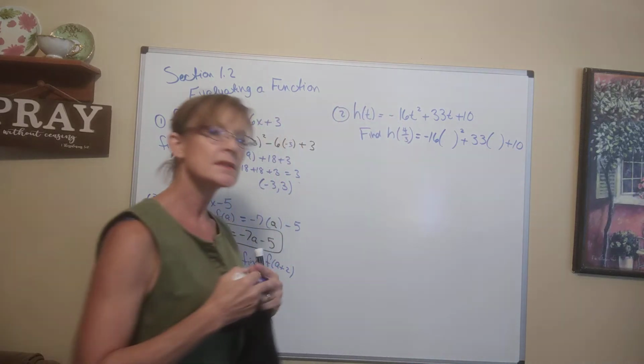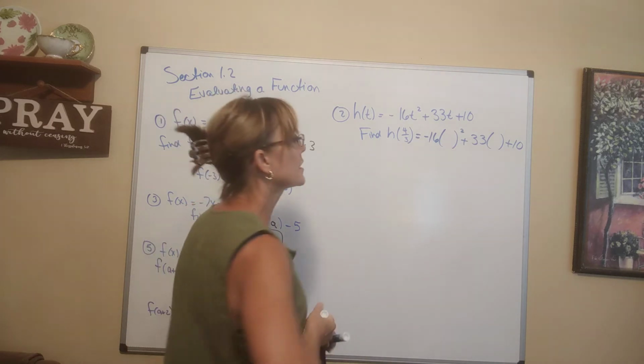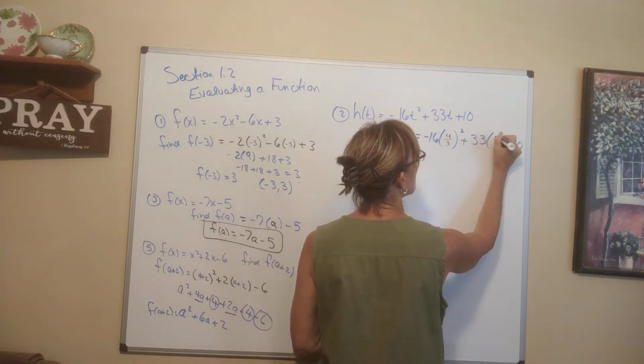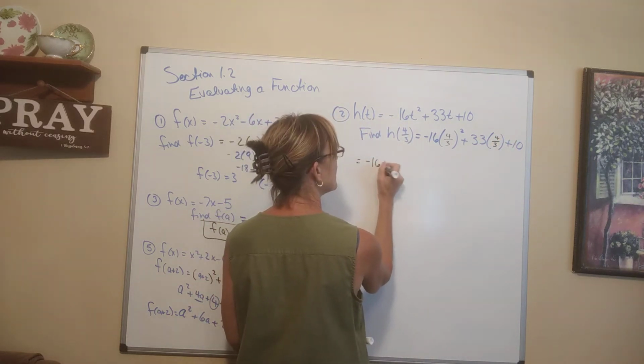Okay, what is the something I'm supposed to plug in? Whatever I find right here. So 4/3 is what's going to go right there. 4/3. Okay, so right here we get negative 16 times.